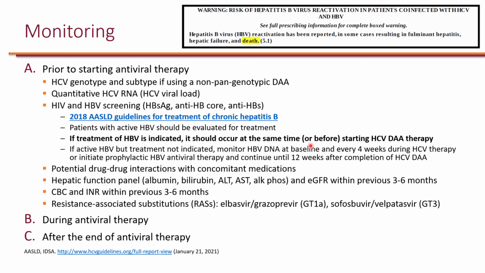What you do not want to do, if the patient qualifies for Hep B treatment, is to start Hep C treatment before starting Hep B treatment because of this black box warning, which can be deadly. Now, if the patient does not qualify for Hep B treatment, it is important to monitor the Hep B DNA at baseline and every 4 weeks, just to make sure that as soon as the patient qualifies for treatment of Hep B, they should receive Hep B treatment, even if it's during Hep C treatment. And in fact, Hep B treatment, once it's started, should continue at least until 12 weeks after completion of Hep C treatment, just to make sure that this reactivation doesn't occur.